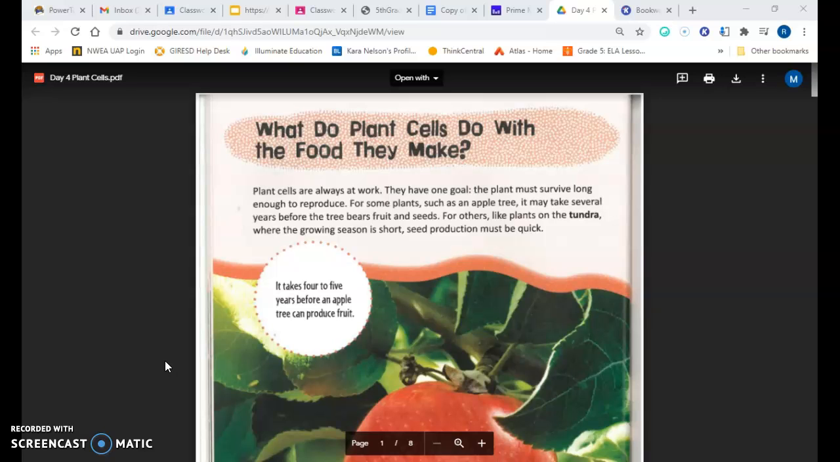So today we're going to be seeing a listing of the types of products that plant cells make. And then we'll see two sequences of events. One is for mitosis and one is for meiosis. We've heard those words before, but we're going to dig into them a little bit more today.